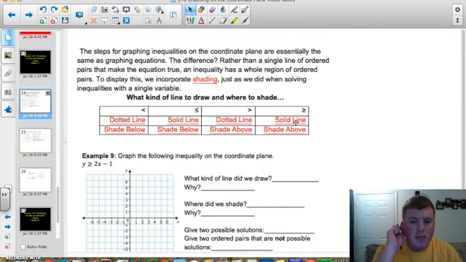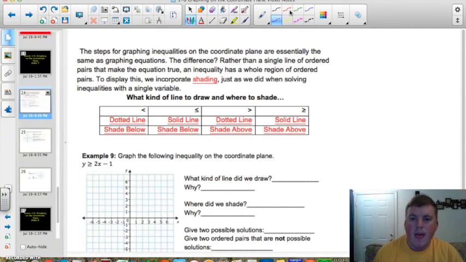So we're asked to graph the following inequality on the coordinate plane. We're going to start by doing the exact same process that we did when we were just drawing an equation. We still want to find our y-intercept. In this case, it's going to be -1. So we're just going to put a dot at -1. Next thing, we still want to find our slope. Our slope is 2. So we're going to go up 2 and to the right 1. Up 2 and to the right 1. So first couple steps, exactly the same.